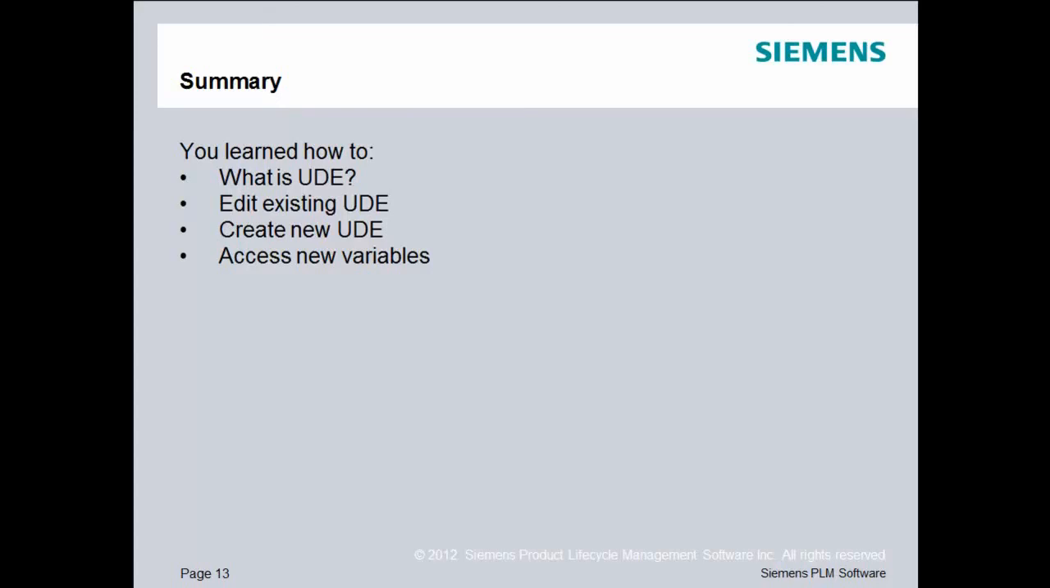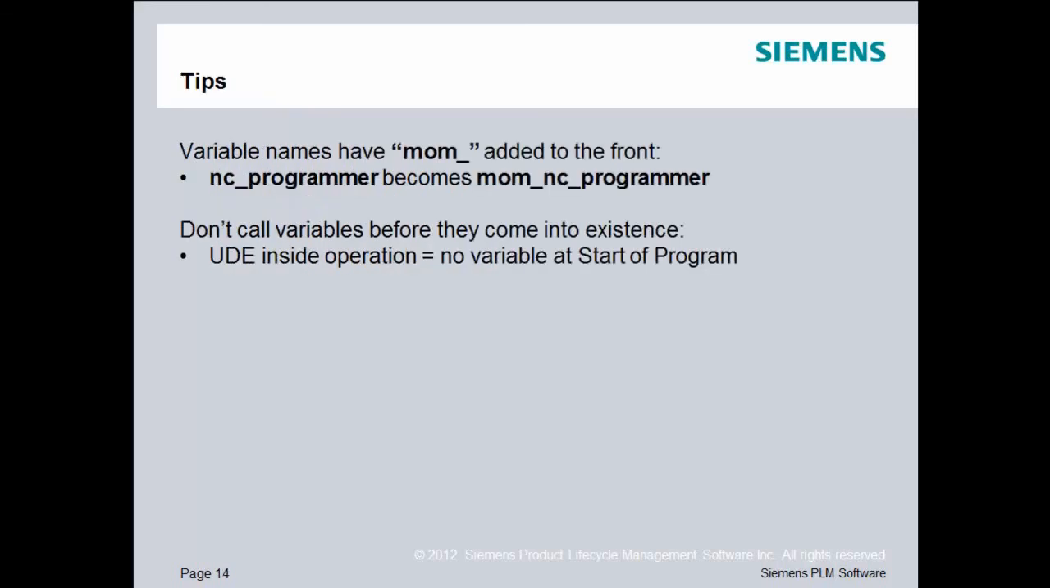In summary, you learned what a user-defined event is. We showed you how to create a new user-defined event or edit an existing one. We also showed you how to access those new variables that the user-defined event creates. Some tips: any variable that you create inside of a user-defined event will have MOM underscore added to the front of it. So, in our case, NC Programmer becomes MOM underscore NC Programmer.